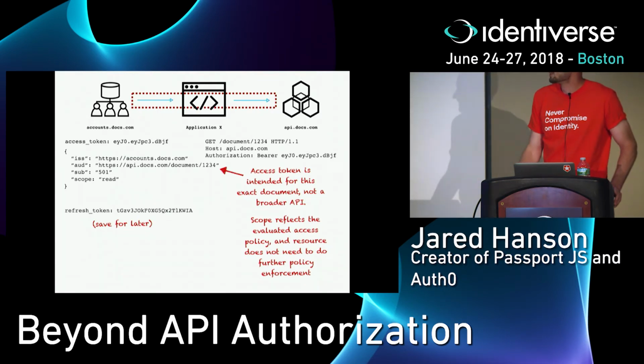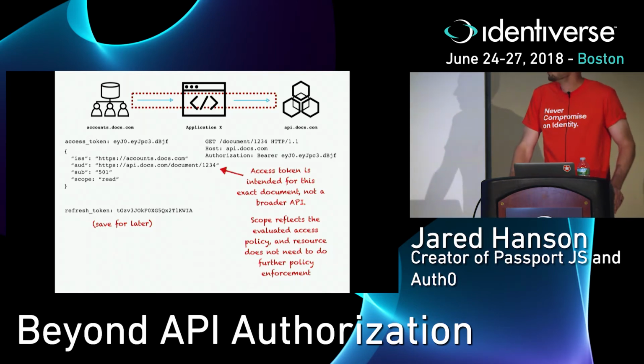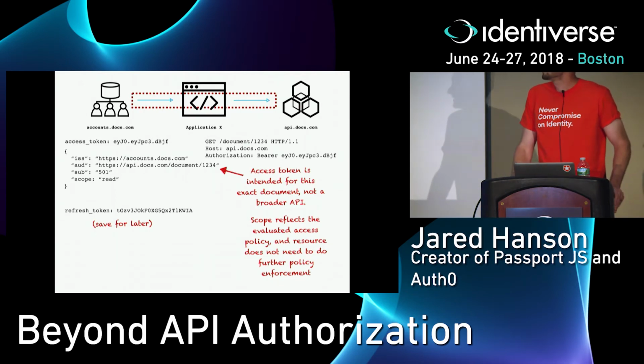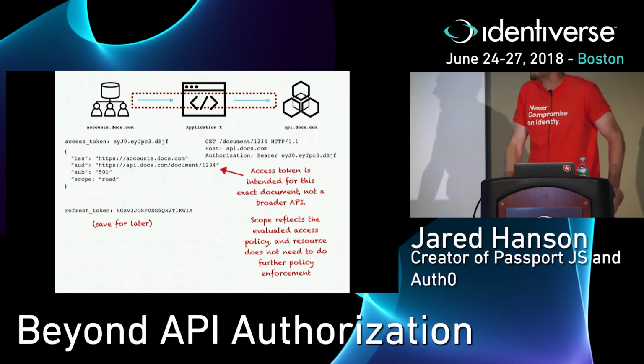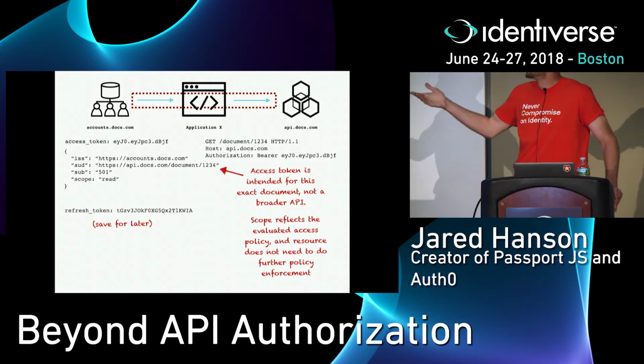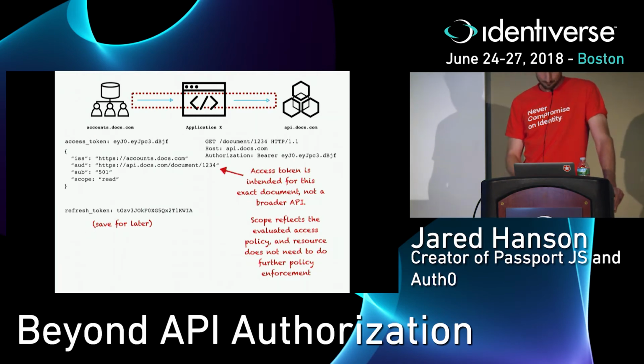So in our previous example, when we had a scope of read, we didn't know if that would allow access to any individual document because Alice may or may not own all the documents at the API. But in this case, we can be assured, as long as the authorization server is evaluating policy correctly, that Alice does in fact have read access to this specific document, and the API no longer has to do any additional access control.